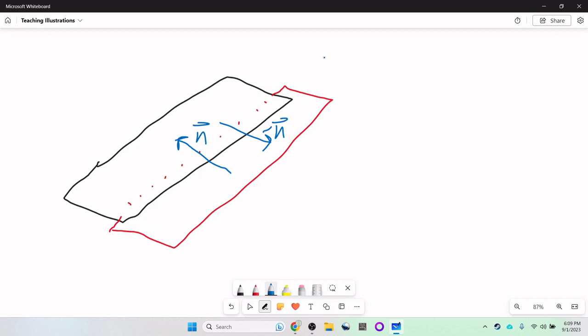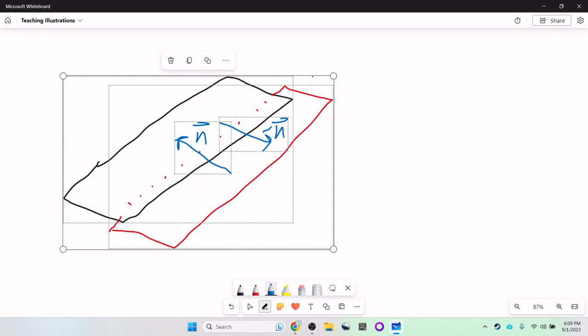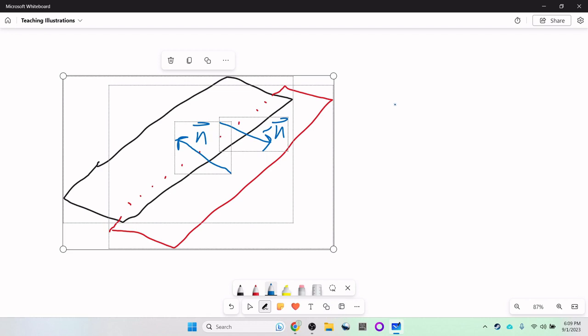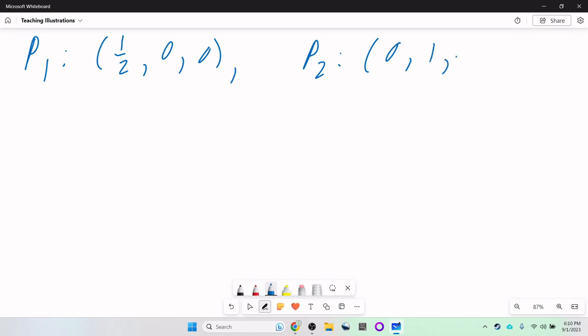So let me clarify here. What were our planes? We had 10x plus 2y minus 2z. So let's use the point (1/2, 0, 0) for the first plane, and let's use the point (0, 1, 0) for the second plane. Again, we try to keep everything zeros. I looked at this one and thought the easiest thing to do would be to make x be 1/2, and here for y to be 1. So we're just going to pick two points. P1, we have the point (1/2, 0, 0), and P2, we have the point (0, 1, 0).